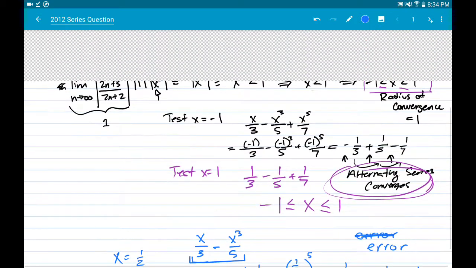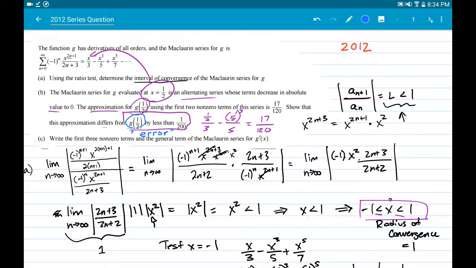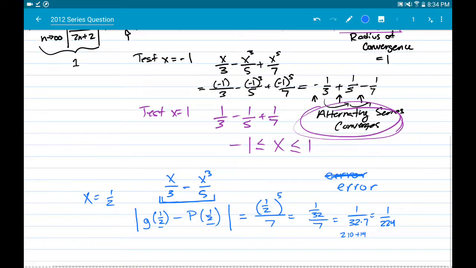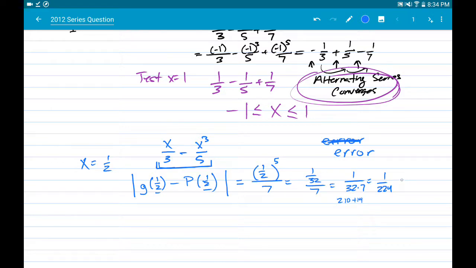And we're supposed to show that the error was less than 1 over 200. And so we got a denominator that is greater than 200, and so I have shown that this error is less than 1 over 200. That will give me full credit. And so what's the take-home point? When you're asked about error, you want to use the next term. You want to use the n plus 1th term evaluated at your x to determine the error.